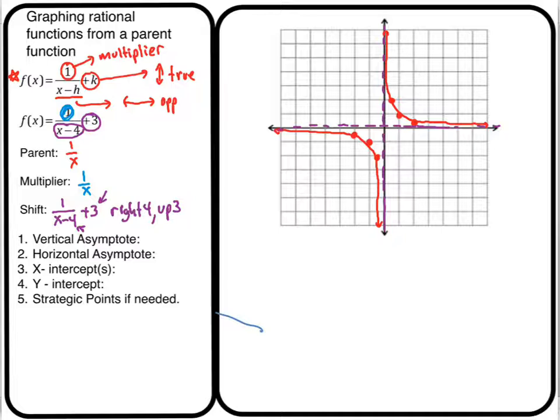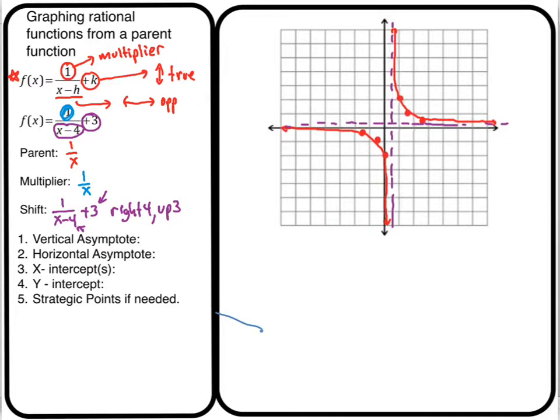Okay, so let's see how this plays out. When I shift everything right 4 and up 3, that includes the asymptotes. Basically I'm taking the entire graph as is and shifting it. I'll see if I can do this in real time here, and I'm just moving the graph using some digital magic.